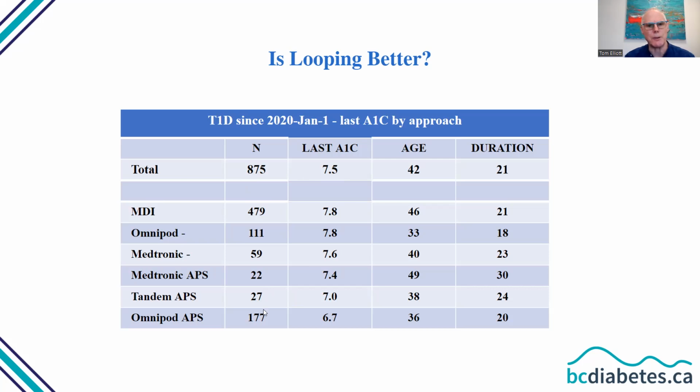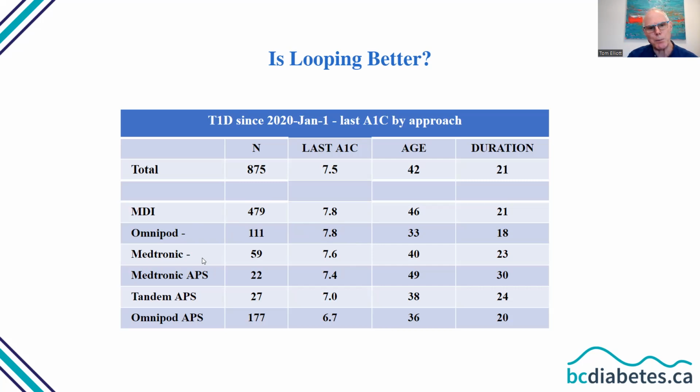In the bottom part of the slide, I've listed decreasing A1C by method of insulin administration. You can see that by far the biggest group of patients at our clinic, more than half, are using MDI, 479 for an average A1C of 7.8. We have a lot of patients using the Omnipod pump who aren't looping. They're using their Omnipod with a Dexcom, but there's no feedback loop there. For those 111, the A1C was 7.8.